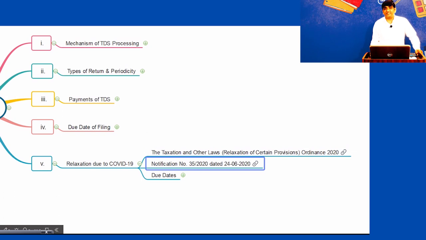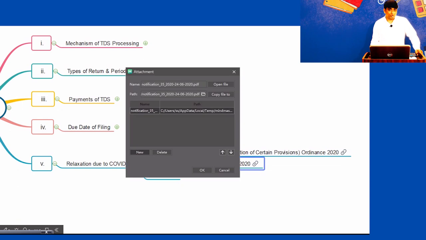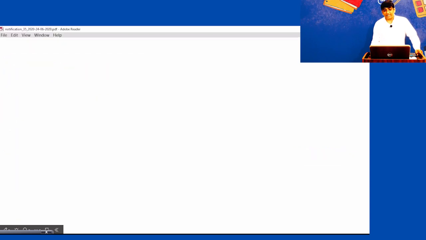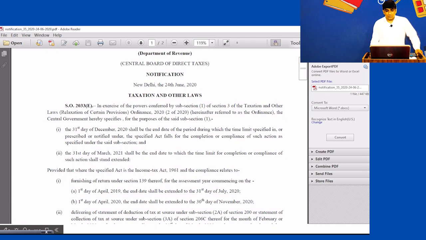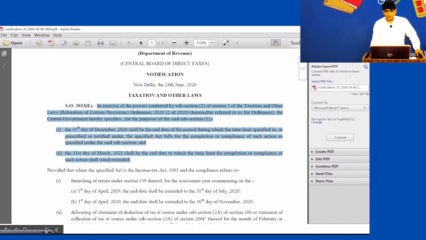Now let's see what the notification is. The notification was brought in on 24th of June 2020, which is notification number 35 of 2020. Let's see what the notification says. In exercise of the powers conferred by subsection 1 of section 3 of the Taxation and Other Laws Ordinance, the central government hereby specifies for the purpose of the said subsection 1. You just read this paragraph.